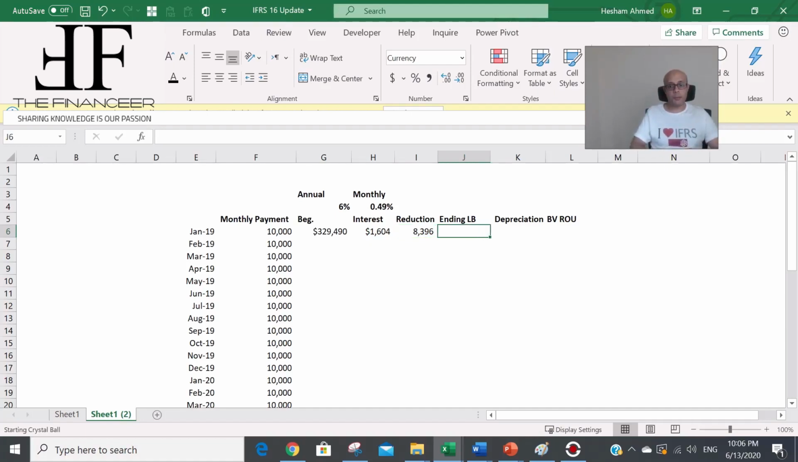Now come to the ending balance. If your beginning balance is 329, and you reduced it by 8,000, so the ending balance will be 321. So this is the ending balance of the lease liability.